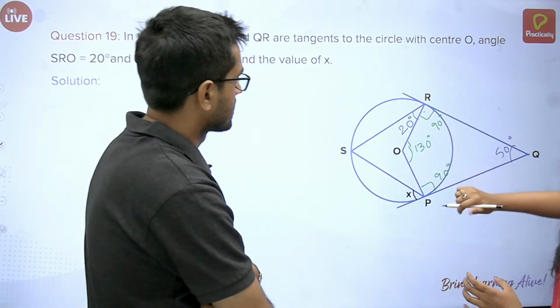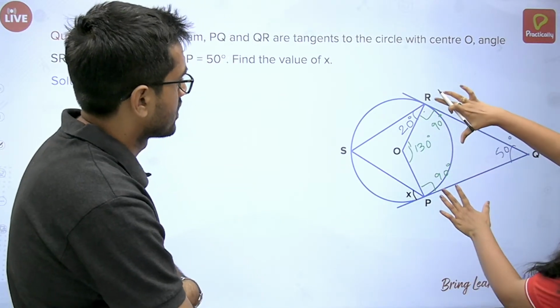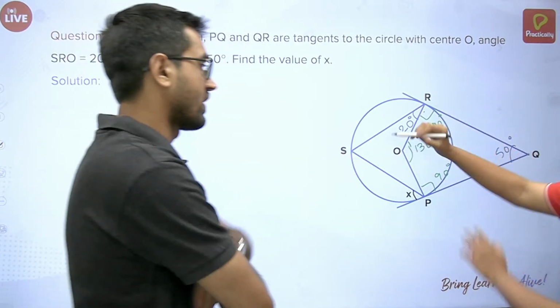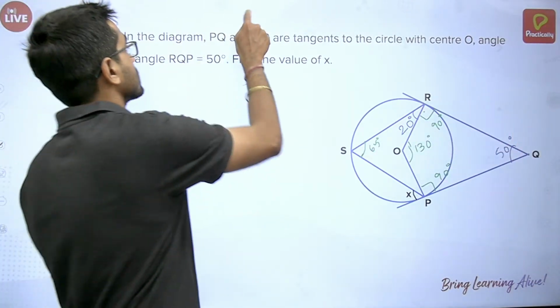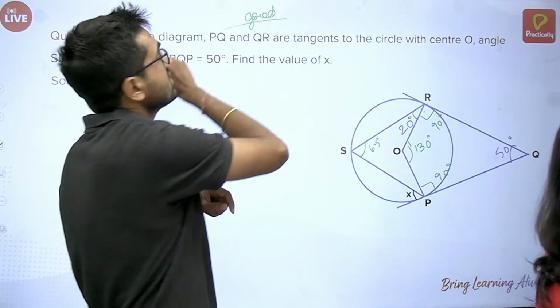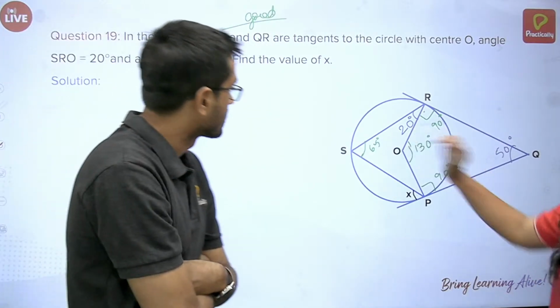Now, if this is 130, PR is the same from R, and it is separately 130, so this is 65. You have to remember your ninth class concept. This question is good if it is using anything from ninth, then it is good. Now this is 65.